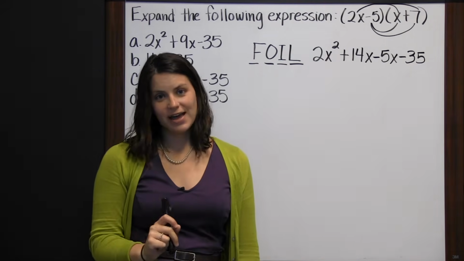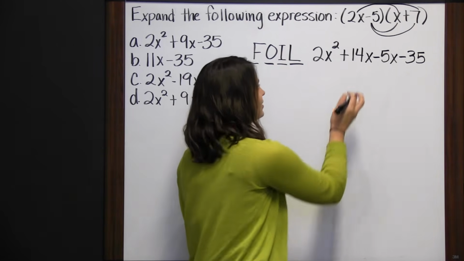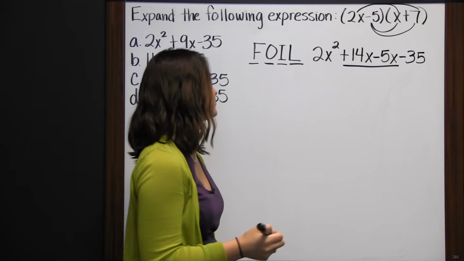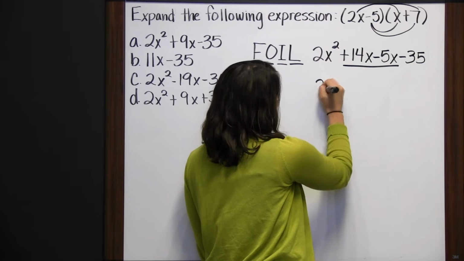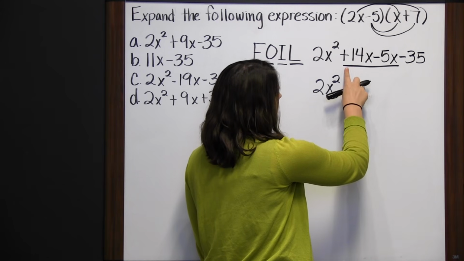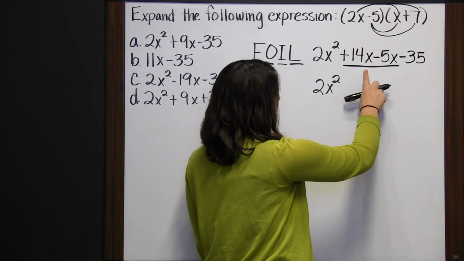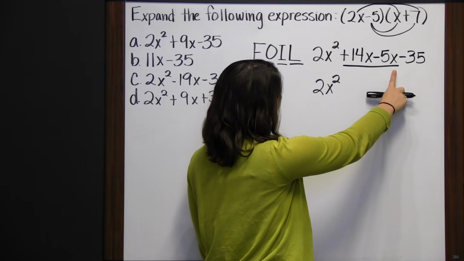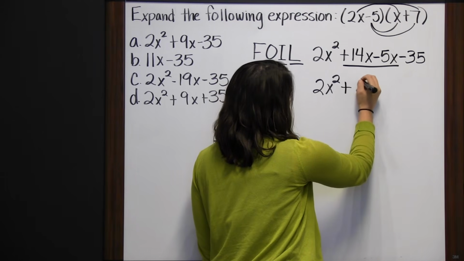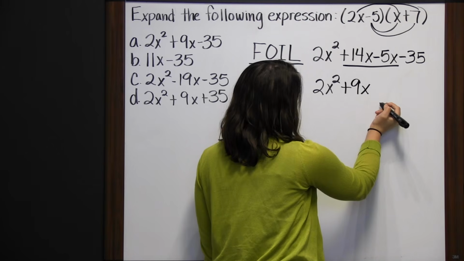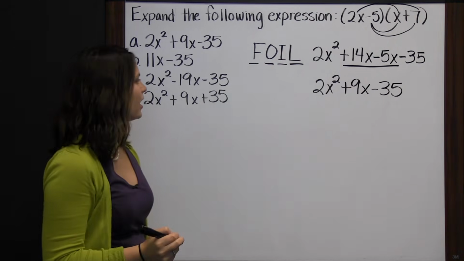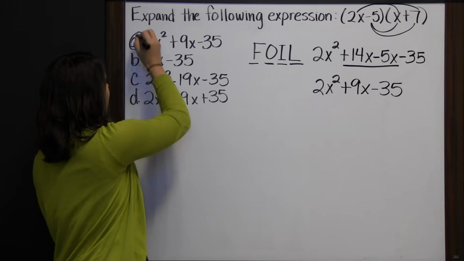But we aren't finished yet because we have like terms that we can combine and should. So we're going to bring down the 2x squared and then combine positive 14x and negative 5x. 14x minus 5x is 9x. So plus 9x minus 35. And that gives you answer choice A.